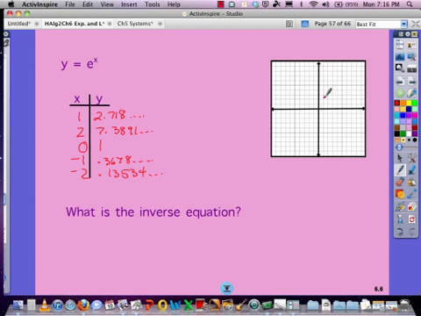My grapher's off a little. And if x is 2, it's 7.3, so 2, 4, 6, 7.3. And then 0, 1, and -1, 0.36-ish, I should say. So at -1, it's a 0.36-ish, so very small. And at -2, it's even smaller.